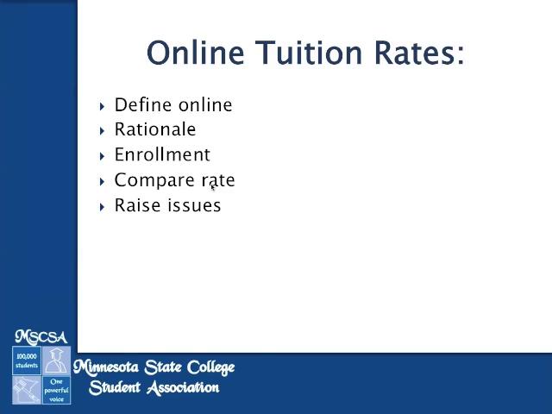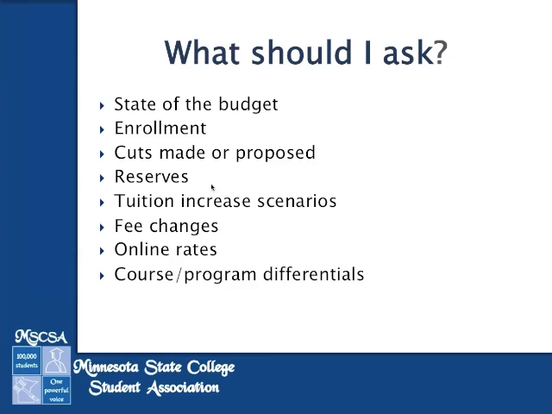One example I've heard from students is that sometimes schools will start offering more sections of a class online than on ground, and it's a required course. And what happens is the on ground classes get filled, and then students end up being forced to take online courses, which they don't want to do, and they have to pay a higher rate to do that. So if you have issues like that that could be addressed in the budget, that's a great time to bring those up. Okay, so let's move back to course and program differentials and what questions you can ask around that.